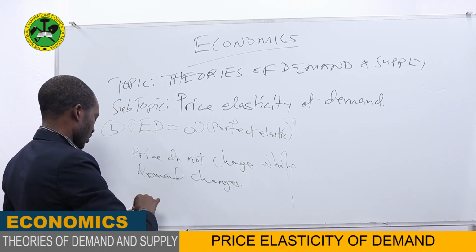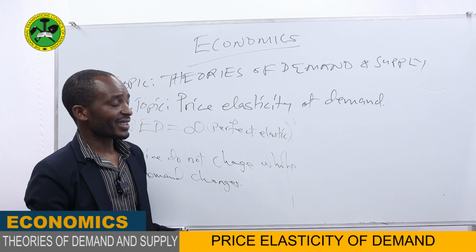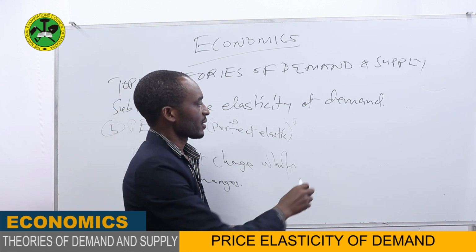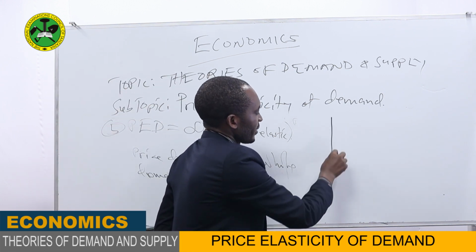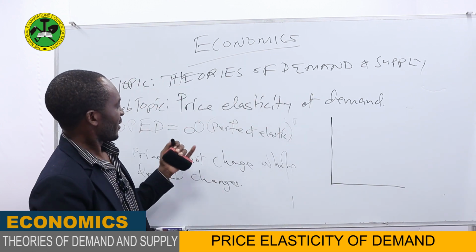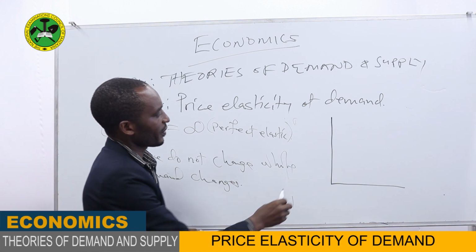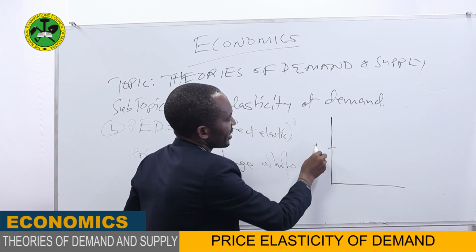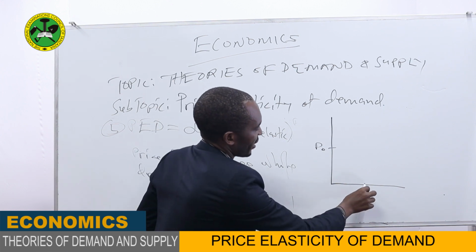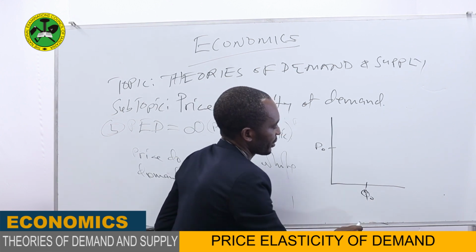So for the case of price elasticity perfectly elastic, the price will not change, but demand will change. Therefore, assume our price is P naught and the quantity demanded is Q naught.